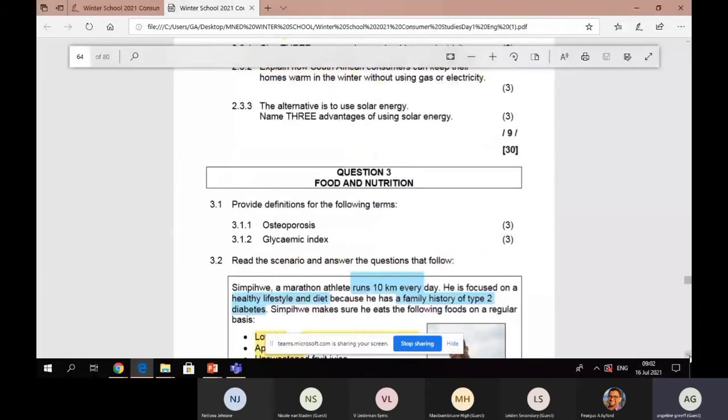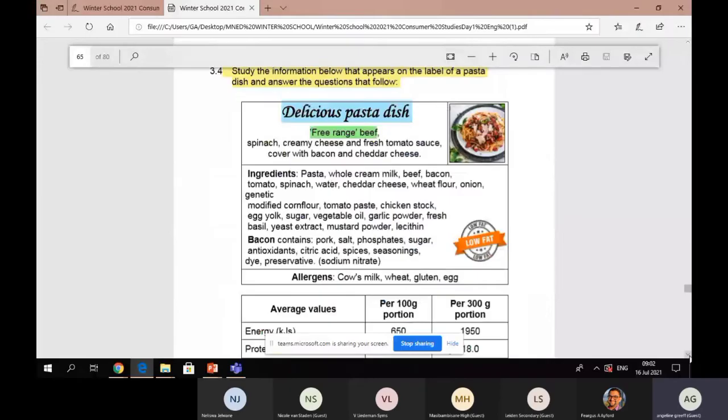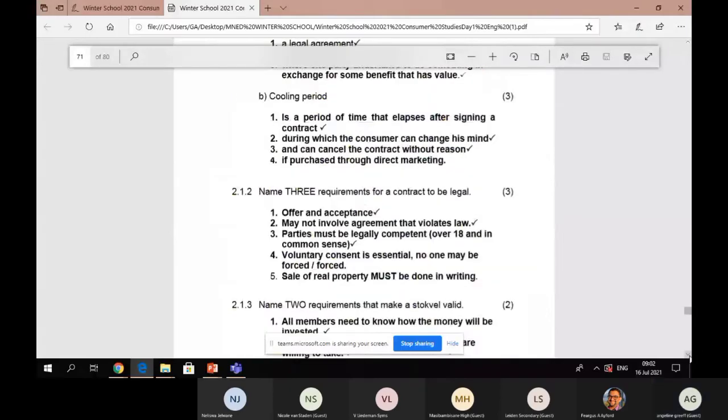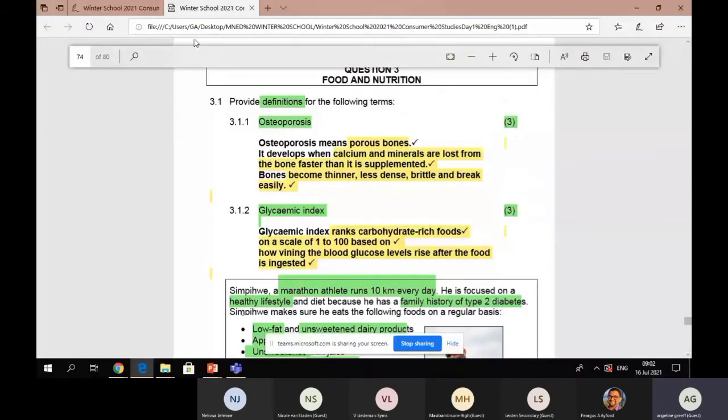Okay, I'm going to go right down to the memo section because I want to just have a look at it quickly. So you will see there it says provide definitions. If you go to question 3, I hope all of you are there. Provide definitions for the following: osteoporosis, glycemic index.